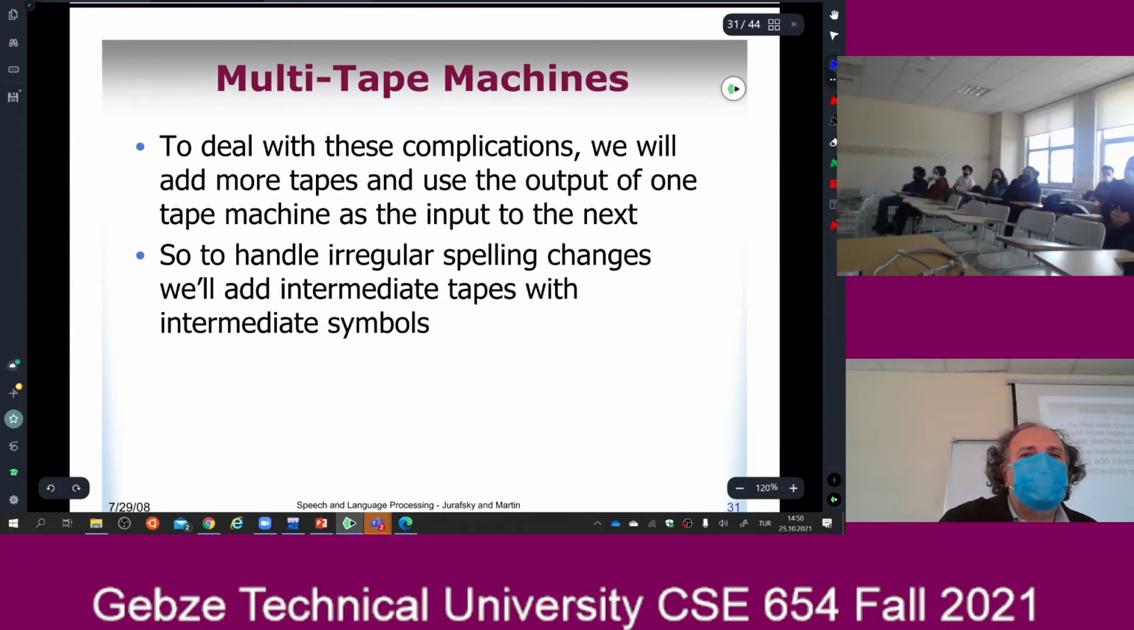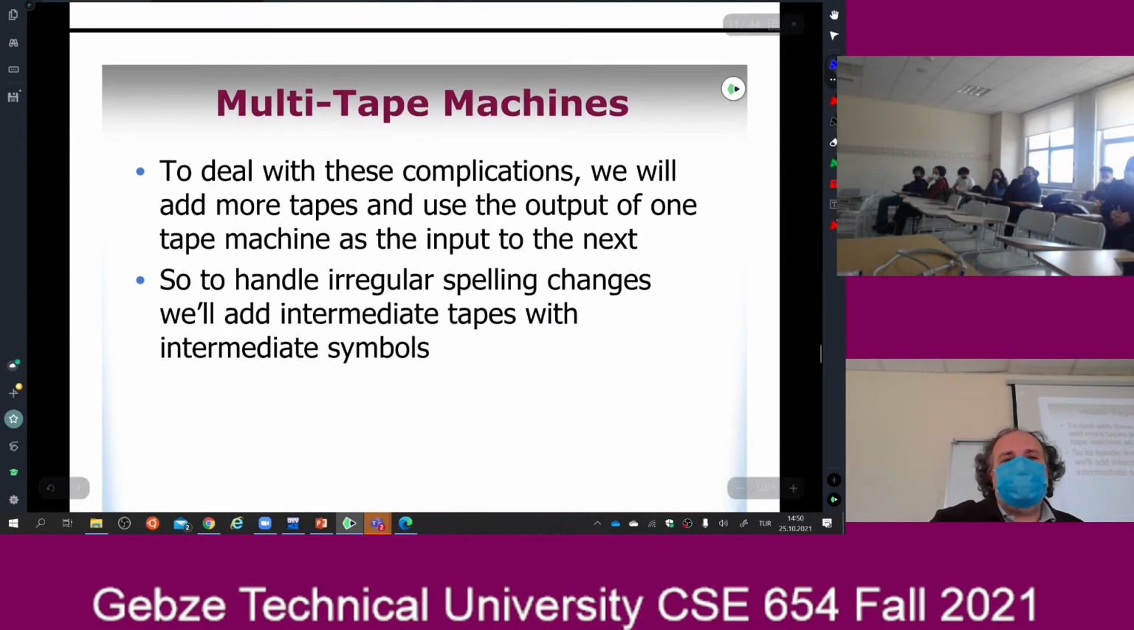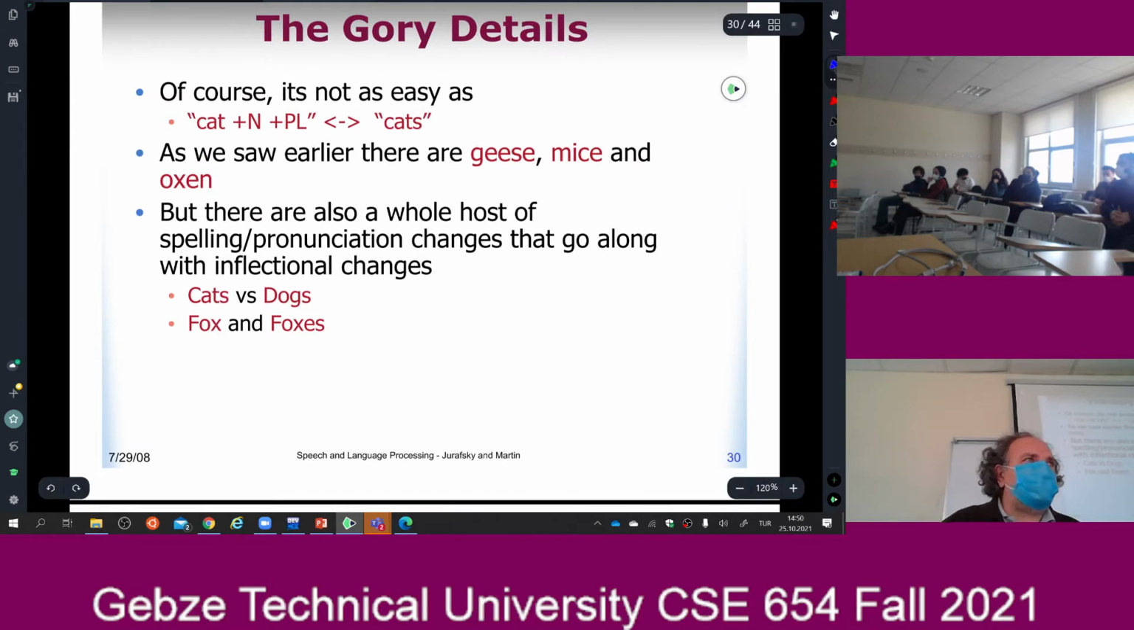So it is called multi-tape machines, because there are problems like this and foxes, okay? And for the ed suffix, sometimes we put ed, sometimes just d, etc. In Turkish, this is even more. You don't say kitabı unless you are Zeki Müren. Zeki Müren used to say kitabı, right? Did he say that? I remember talking. Yeah, but we don't say kitabı, we say kitabı. So softening of the last consonant and etc.